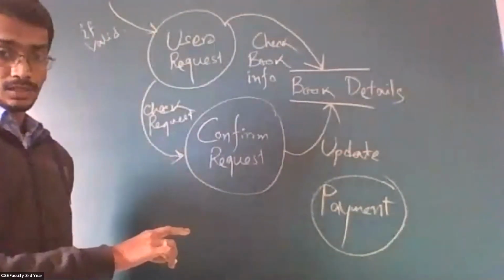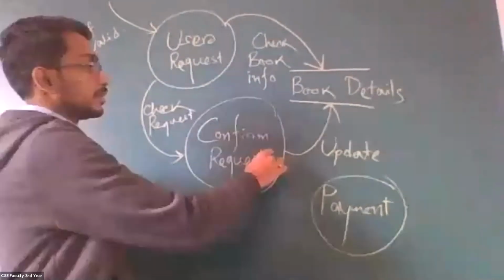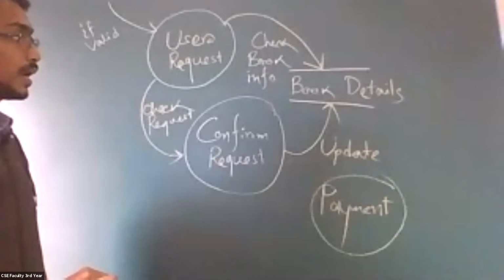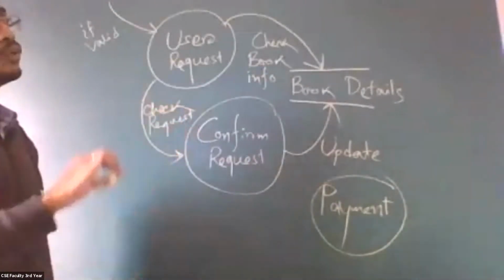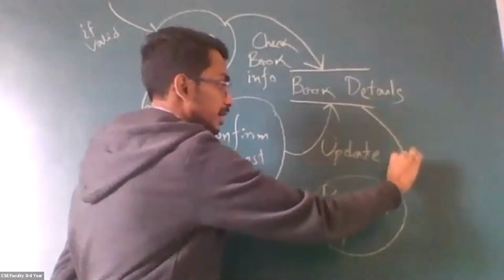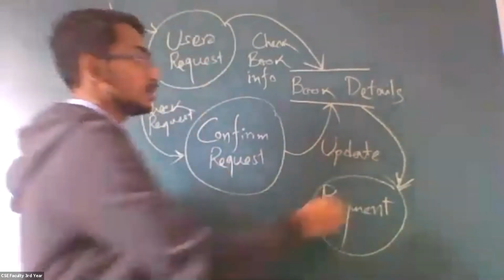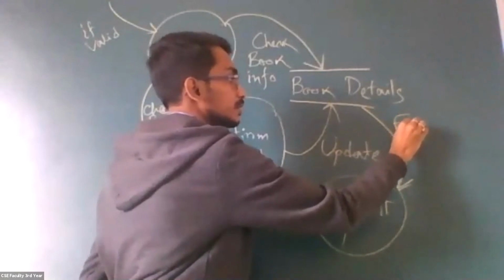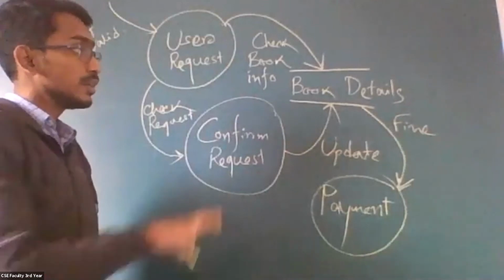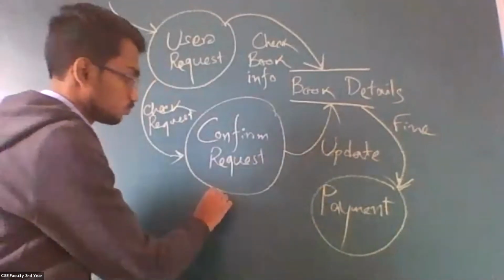And whenever the user confirms the request to return a book, the information is updated to the book details, right? And we can see that in book details in our database there is a record of fine. So the database is providing information, not data, it's fine information. If there is any fine, then the user has to do payment.